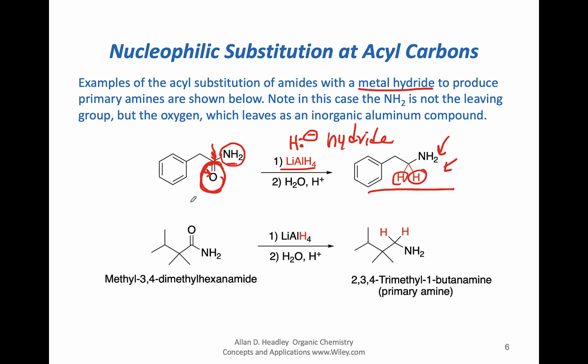Bottom line is you can take an amide and react it with lithium aluminum hydride followed by hydrolysis to get a primary amine. Same here. So remember that this is the one that will eventually leave, and the mechanism is in your book, to get here a primary amine.